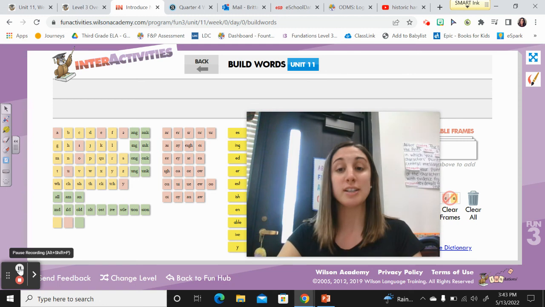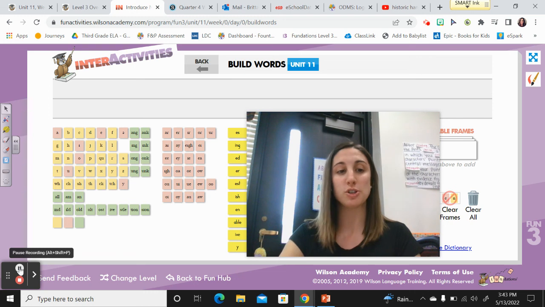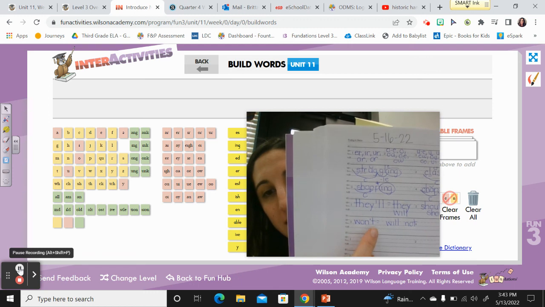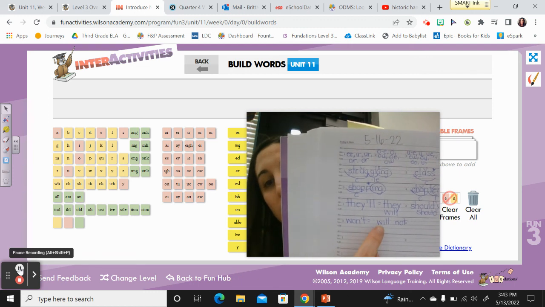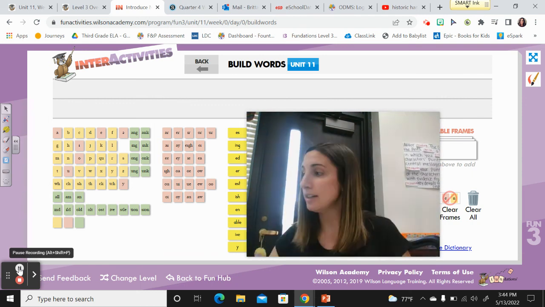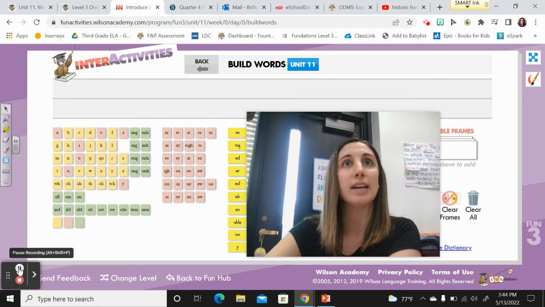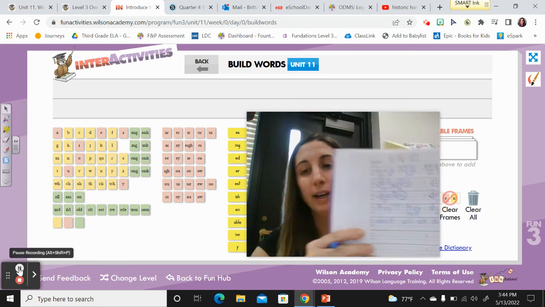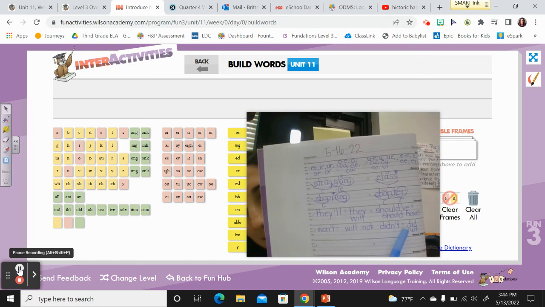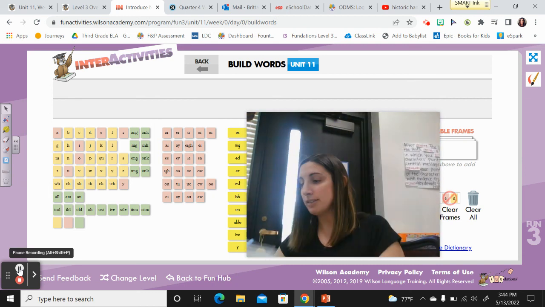Your next contraction is won't. Say it. Won't. Write the contraction first and the 2 original words. Go ahead. Won't is W-O-N apostrophe T. It is the same thing as will not. Number 4, the last contraction is didn't. Say it. Didn't. Write the contraction first and then the original 2 words. Okay, D-I-D-N apostrophe T is the same thing as did not. Very good.